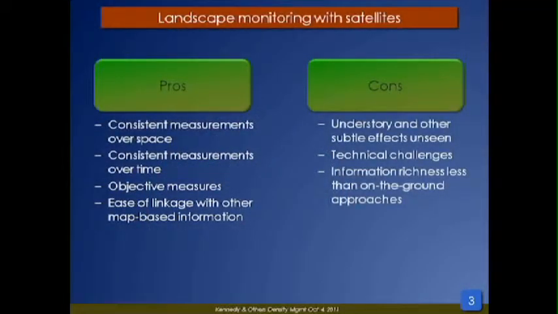Satellites are good for that because they've got some good things going for them, and I'll be the first to say that there are also some disadvantages. Consistency is really the big one. As you might expect, if you have a satellite looking from 700 kilometers up, it takes the same picture over the whole landscape. And it's fairly objective. It's just measuring reflected sunlight. It has no bias as to what the outcome should be.